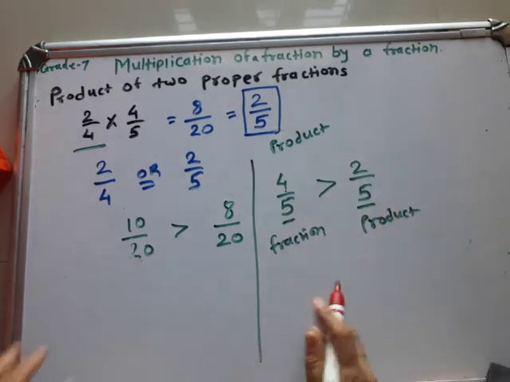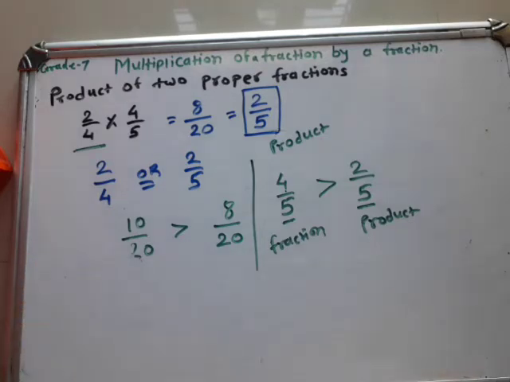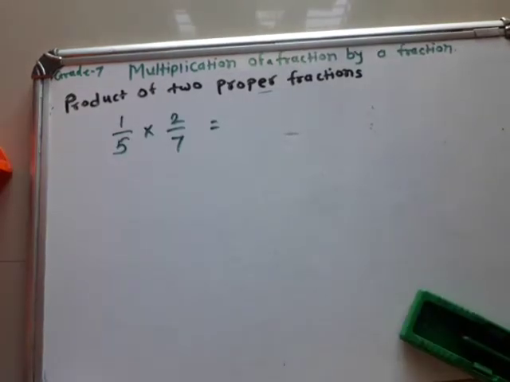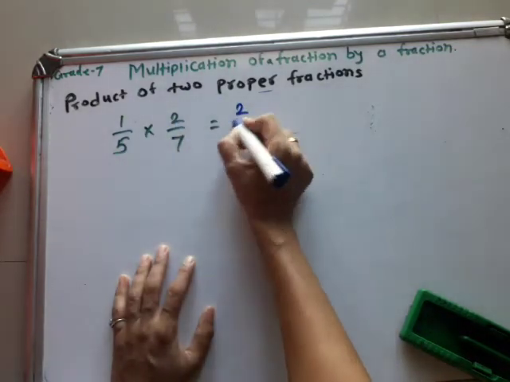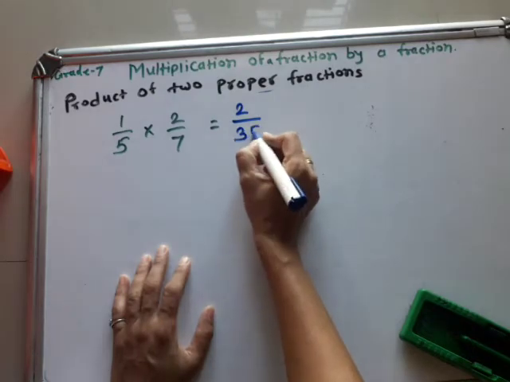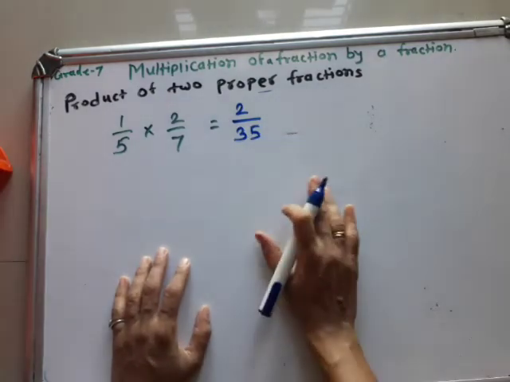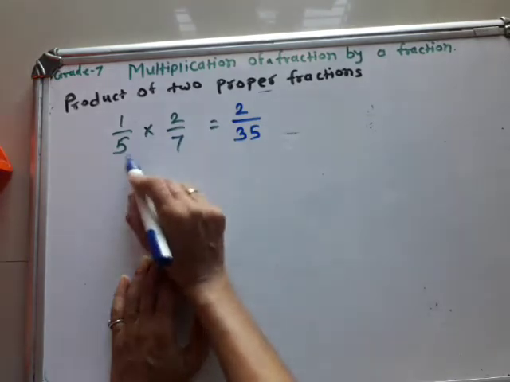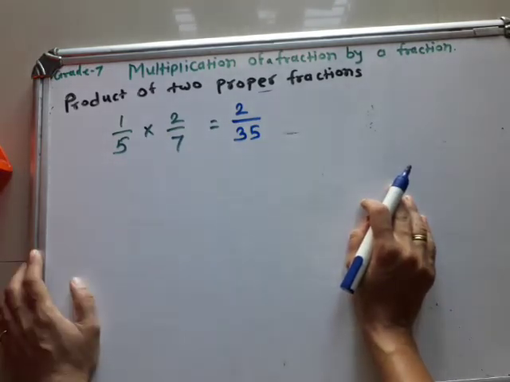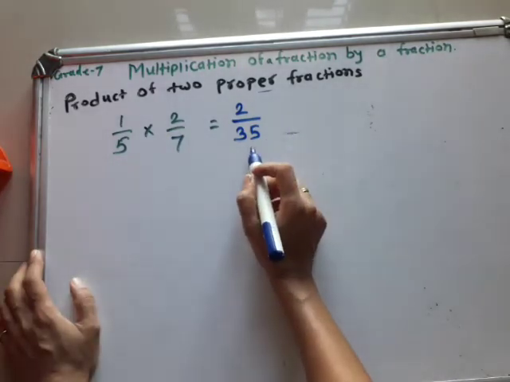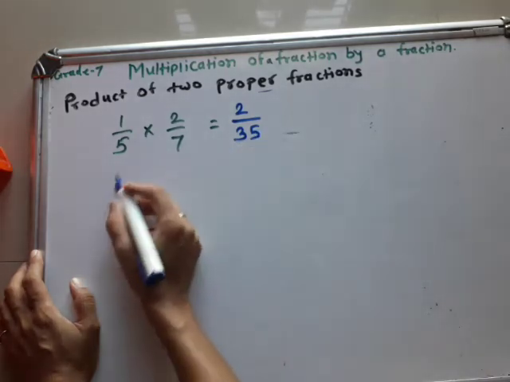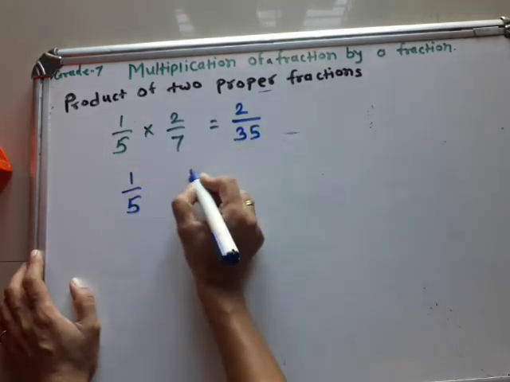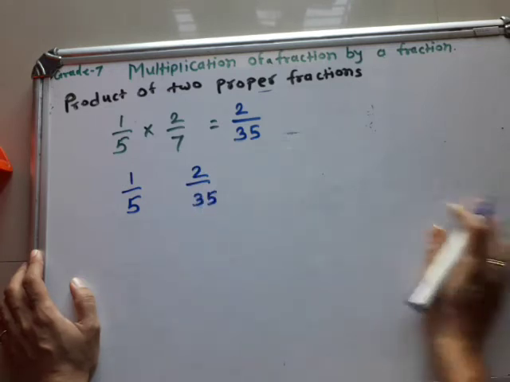Okay, now we see one more example. See, this is your question, 1 upon 5 and 2 upon 7. Again you have to find the product. 1 2s are 2 and 5 7s are 35. See here, these are proper fractions. The numerator is small and the denominator is greater. Now you have to find whether the product is smaller or greater. See here, which is greater, 1 upon 5 or 2 upon 35?